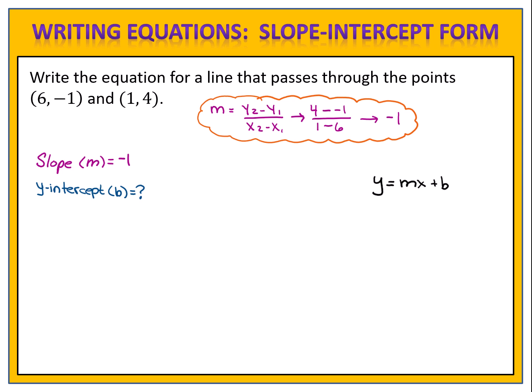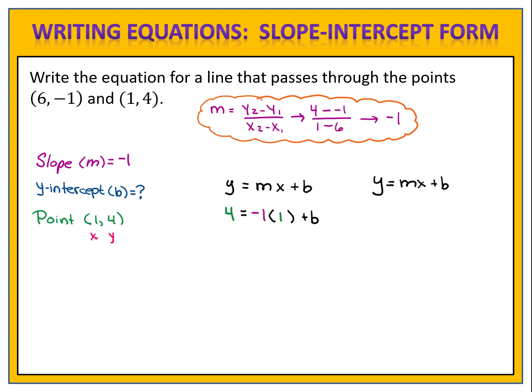The y-intercept was also not given to us, but we know from the previous problems that we can find the y-intercept by using one of the points. We have 2 points to choose from, and it doesn't matter which one you pick. I'm going to pick (1, 4), but you could have picked the other one, and your final answer will be the same. 1 is the x value, 4 is the y value, and we substitute these in to y = mx + b. y is 4 equals m is -1, x is 1, plus b.